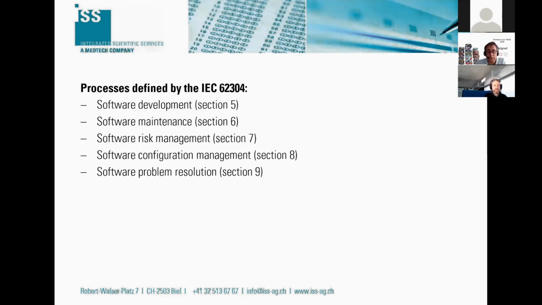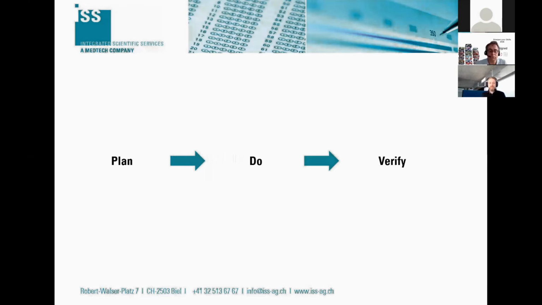So finally, to the processes, I'll try to keep this one short. We have 5 major processes. That's software development, software maintenance, software risk management, configuration management, and problem resolution. All of them kind of boil down to pretty much these 3 steps. You plan your activities, you do them, you verify that they have been done and done correctly. If not, you fix what is broken.